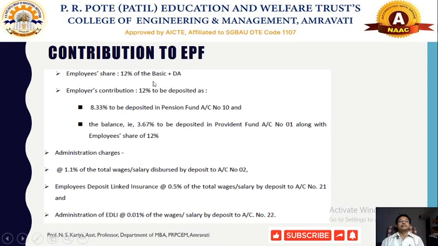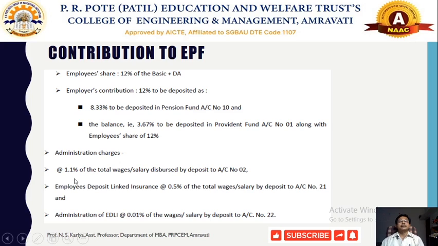The employee's 12% would be completely fixed, and of the other 12% contribution of the employer, 8.33% is deposited in the pension fund, and the balance 3.67% will be deposited in the provident fund, along with the employee share of 12%. The 12% plus 3.67% should be deposited in the form of provident fund, so that when the employee retires, or at his or her superannuation, the employee will benefit through this provident fund.